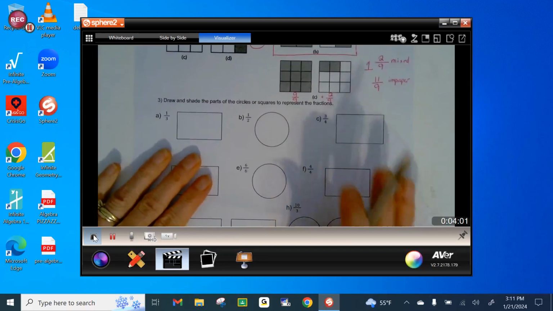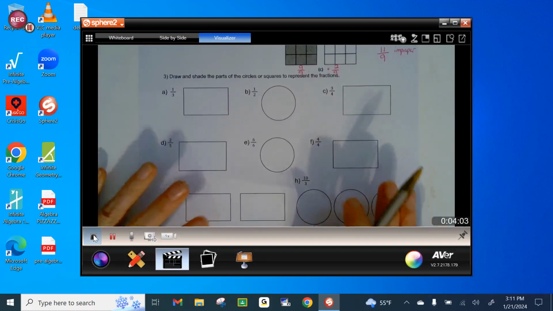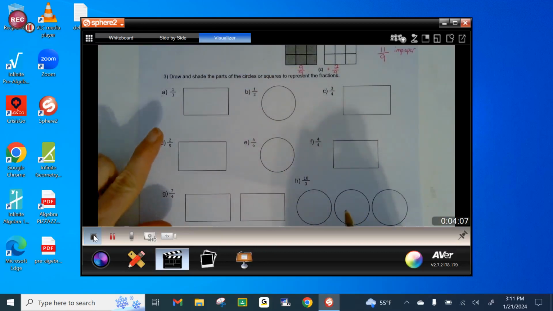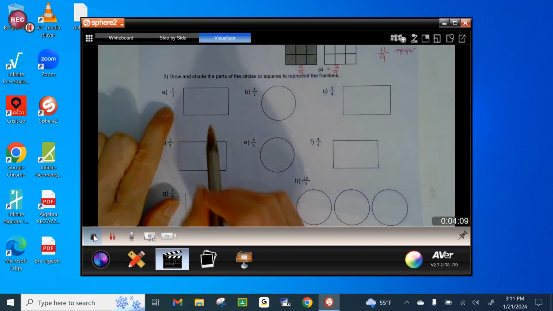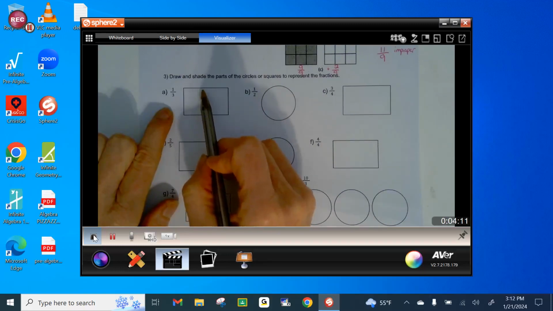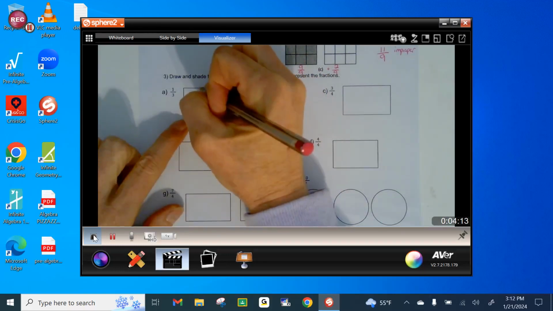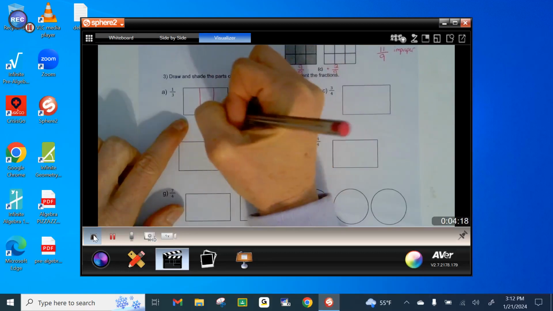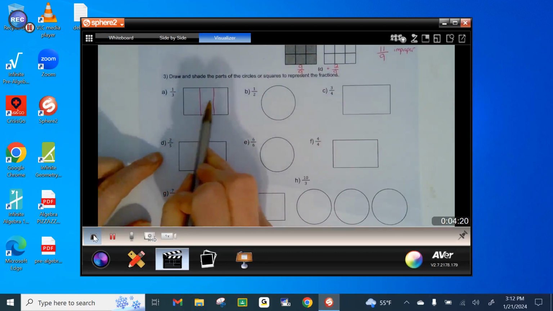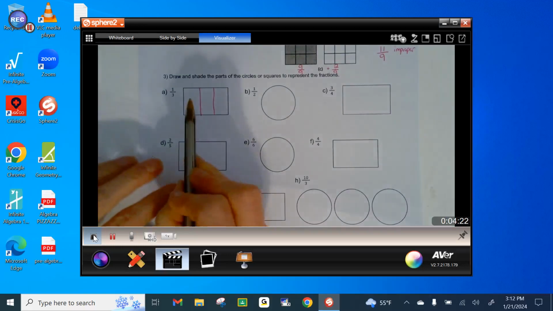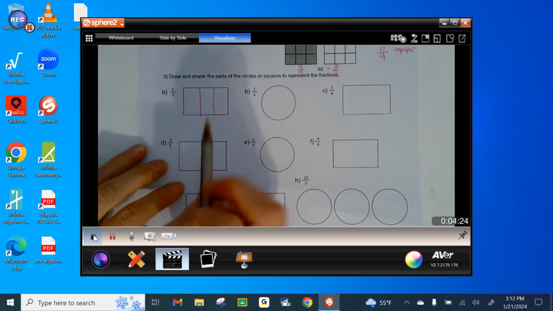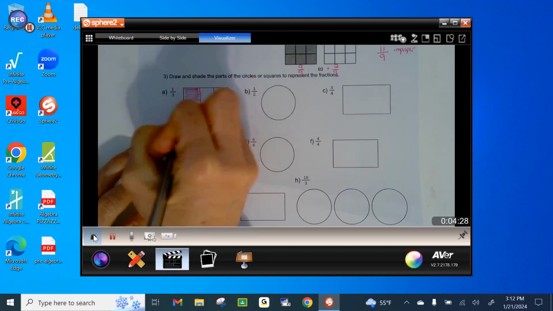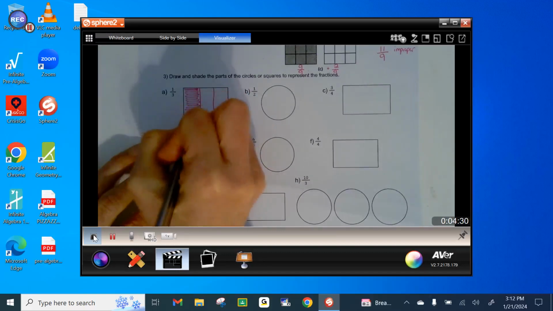Now we're going to draw some pictures, or actually the pictures are already drawn. We're going to draw some lines and then shade them in. So this is 1/3. So we need to divide our rectangle into 3 equal parts. Get it as equal as you can. There's 3 equal parts. Thirds, right? 1, 2, 3. Now we're going to shade in one of those parts because we want to have one part that's shaded. So that represents 1/3.